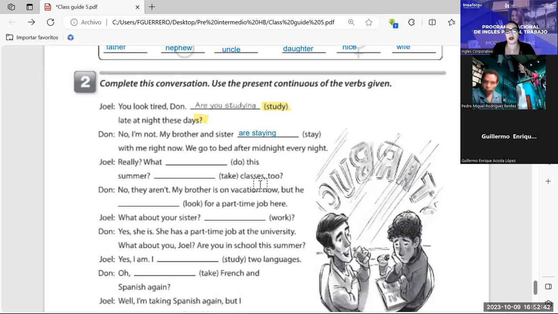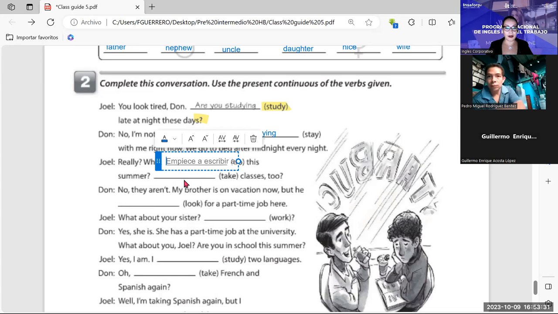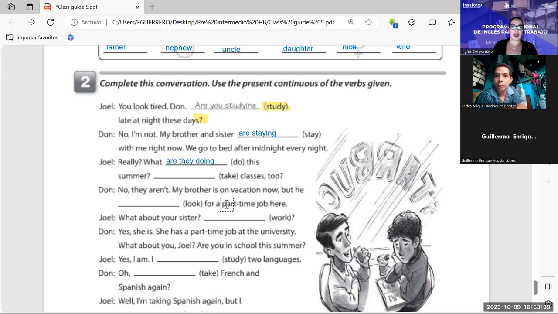Really? What are they doing this summer? Are they taking classes too? No, they aren't. My brother is on vacation now. But he is looking for a part-time job here. We're missing the top part: What are they doing this summer? Take classes too?